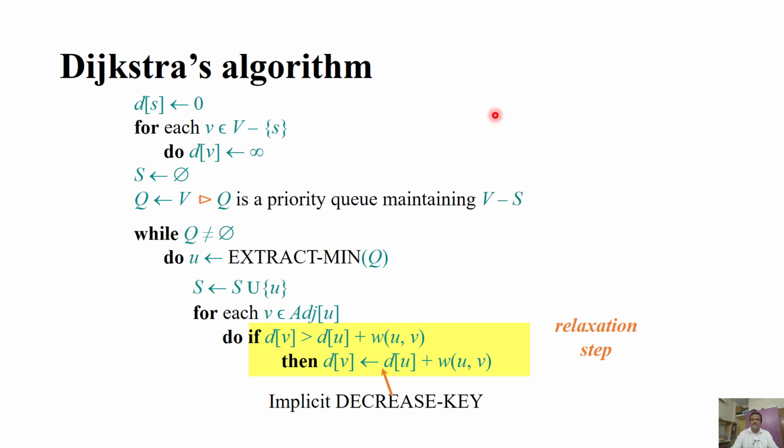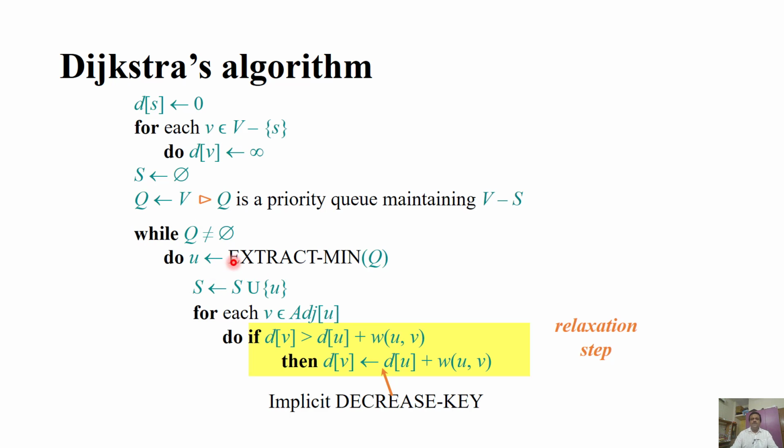So, we are putting everything in Q, and then we will have this while loop, and this loop will run V times until the queue is empty. Initially everything is in Q. There are V many vertices, so this will run order of V times.